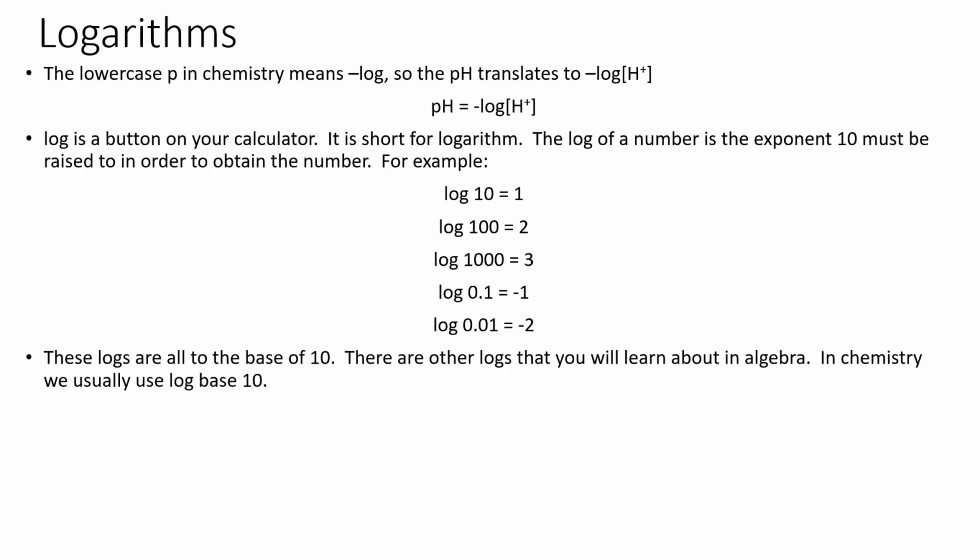So in chemistry, anytime you see a lowercase p in front of an element, it means to take the negative log of it. Okay? So pH literally translates into negative log of the H. And so this is the formula that we will be using a whole lot. pH is equal to negative log of the H. But before we get into that, I really want to show you what a log is.